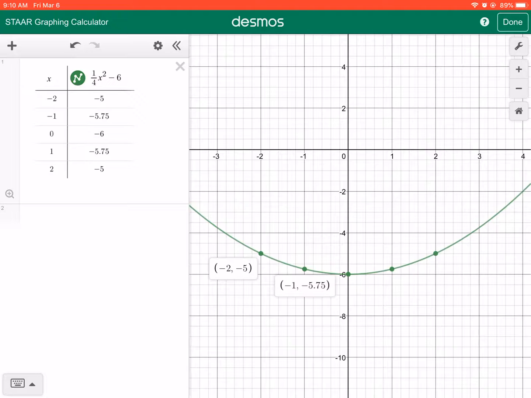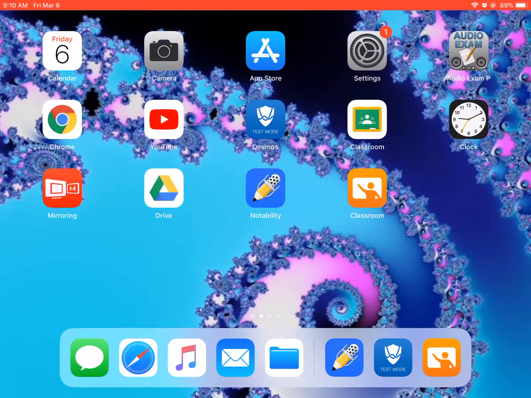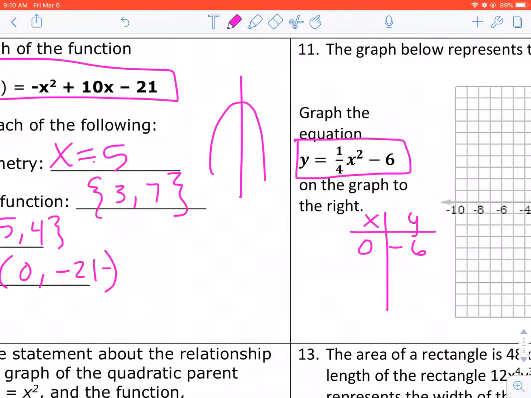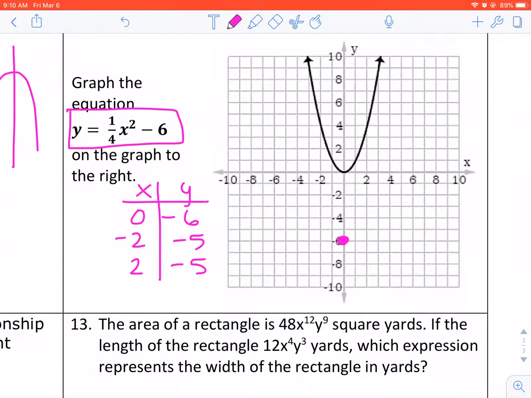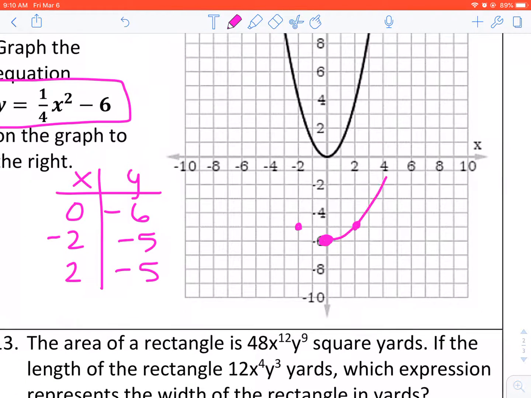And then we can also use +2, -5. So I'm going to go ahead and write both of those in my table so I don't have to keep going back and forth. So it was a -2, -5, and a +2, -5. So I'm going to go graph those. And it looks like this. And so our parabola is going to go out like this.